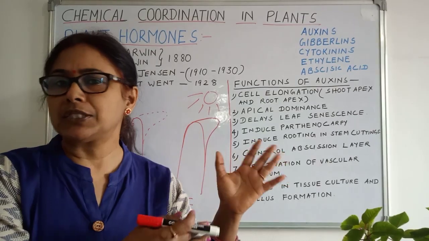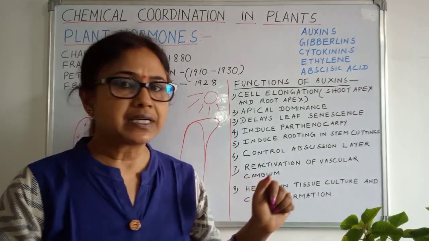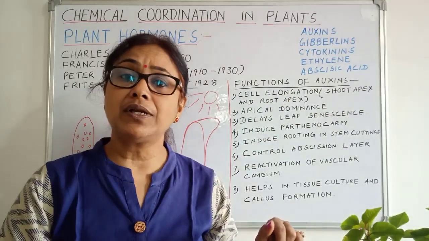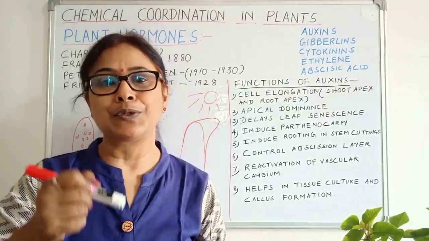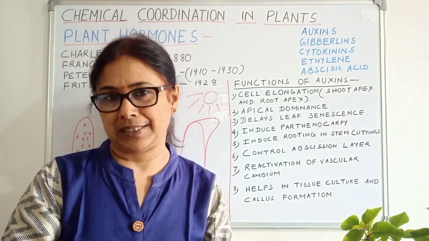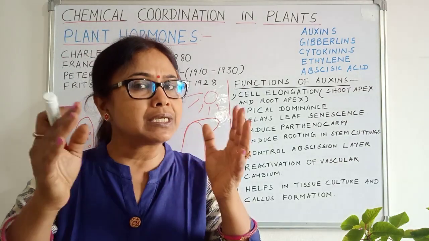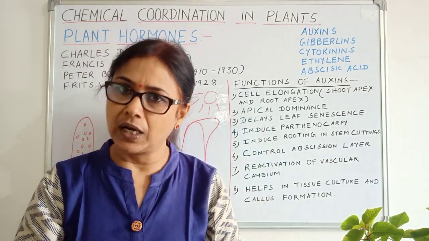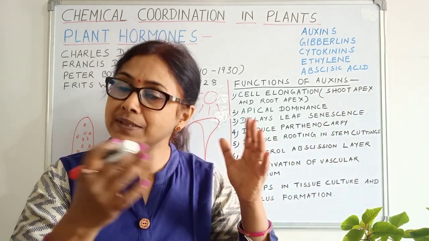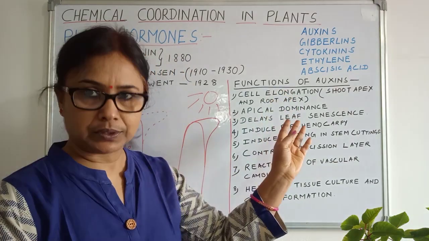Now let's go through the functions of this hormone auxin. The first function that we saw here, it helps in cell elongation. Auxins we will normally find in the shoot apex and the root apex, the meristematic part of the plants, and helps in the apical elongation. The presence of auxins will increase the flexibility of the cell walls of the meristematic cells present in the apical region, and it helps in the enlargement of the cell. That is how it helps in the apical growth.